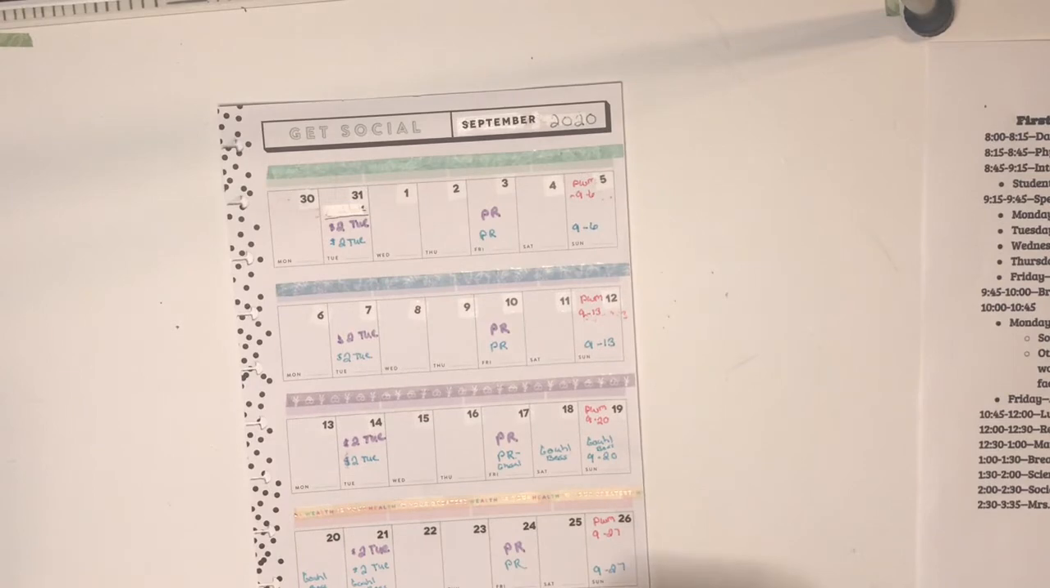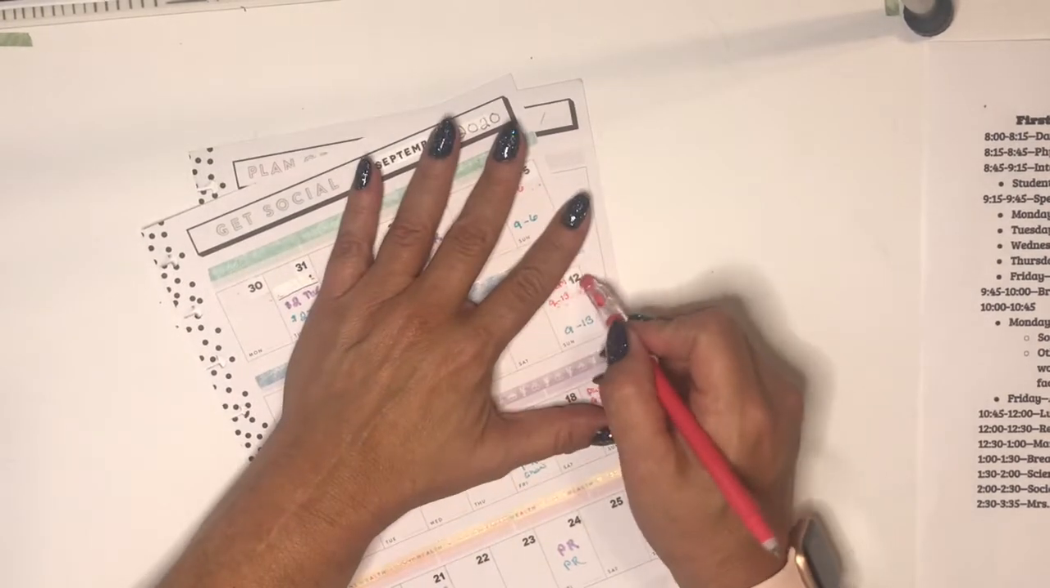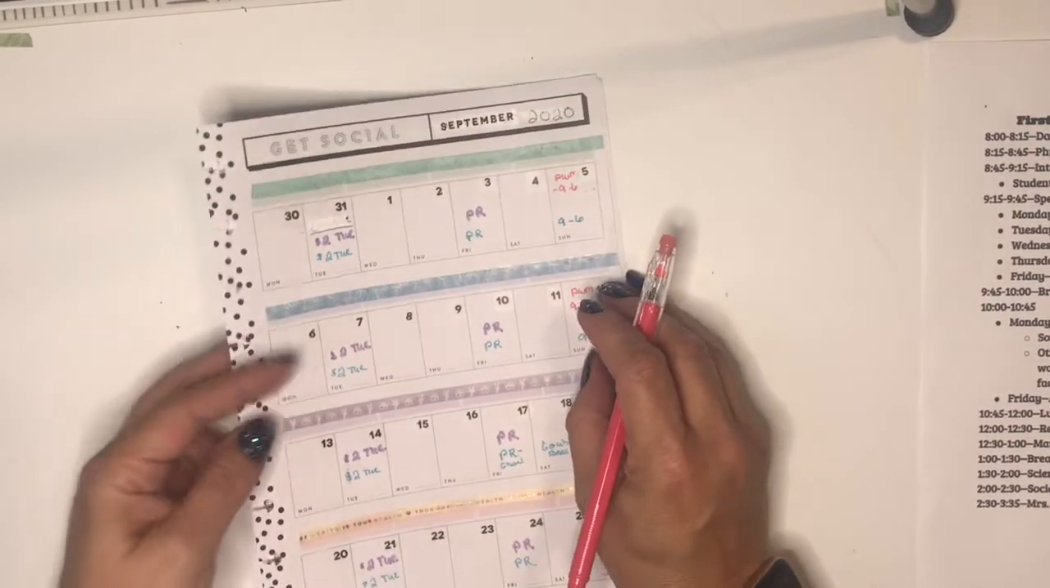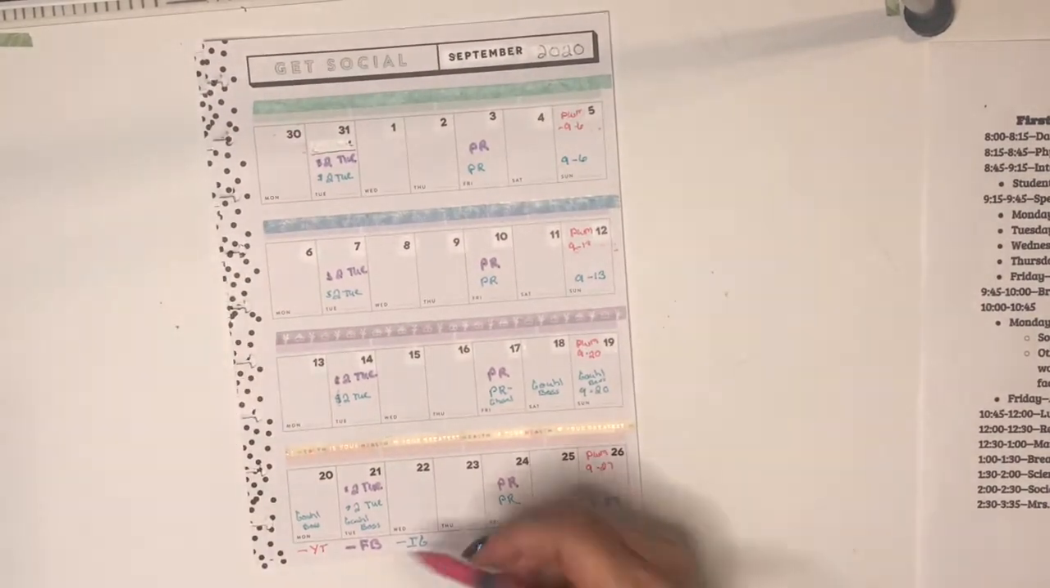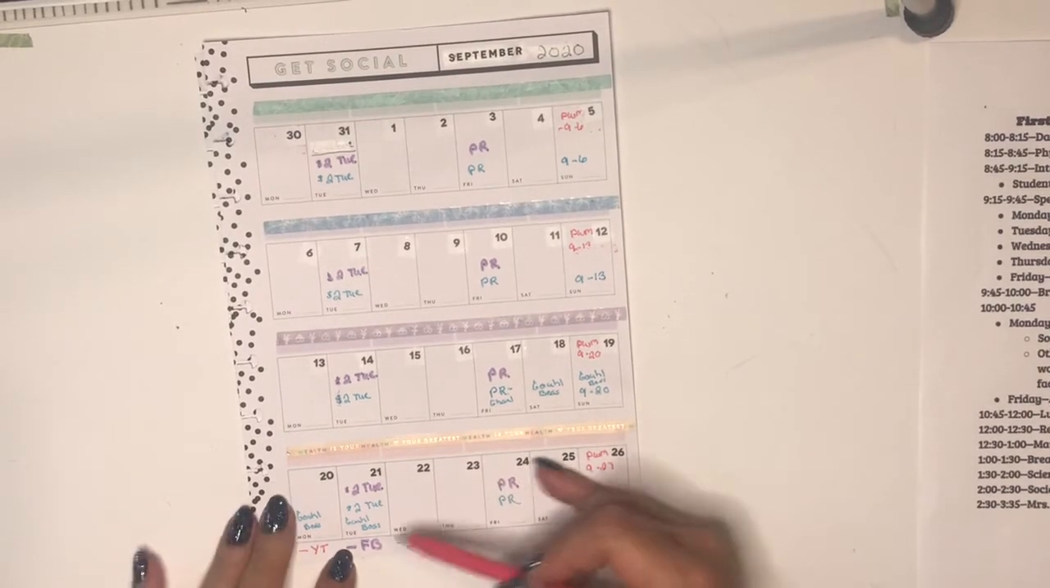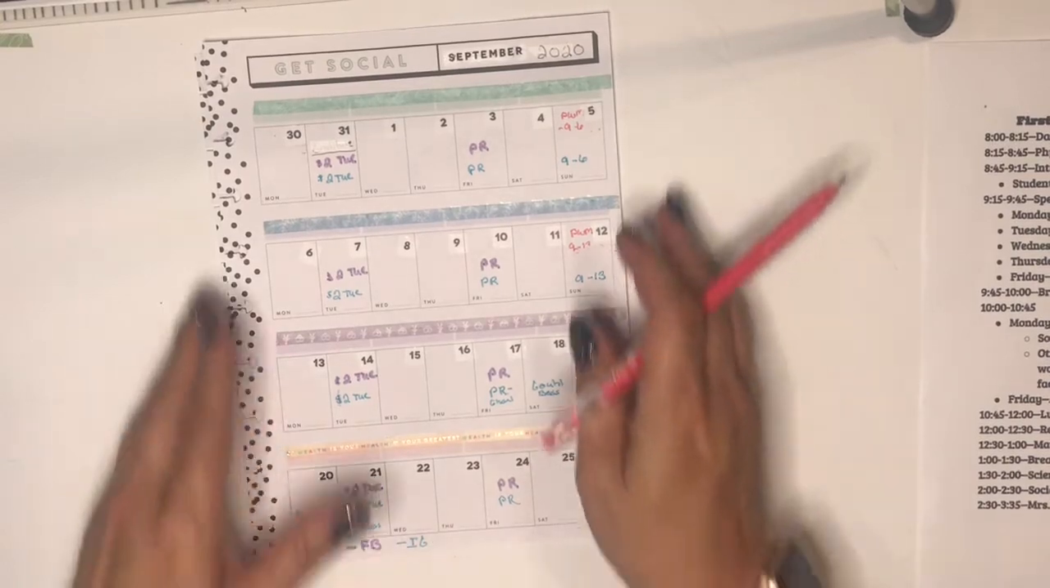And the way that I've been doing that is through some color coding. So I made myself a little guide down here at the bottom so I wouldn't forget that I've been using pink for YouTube, purple is Facebook, blue is Instagram.